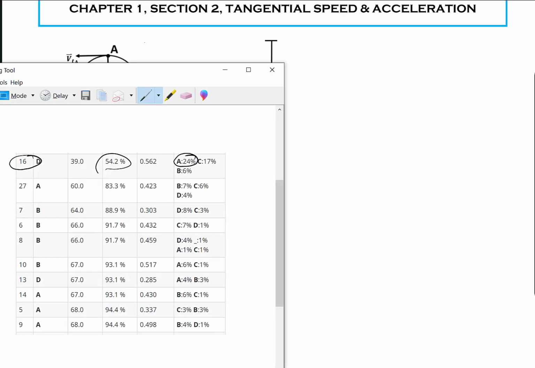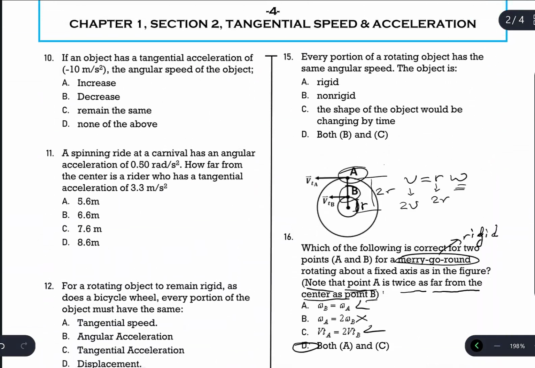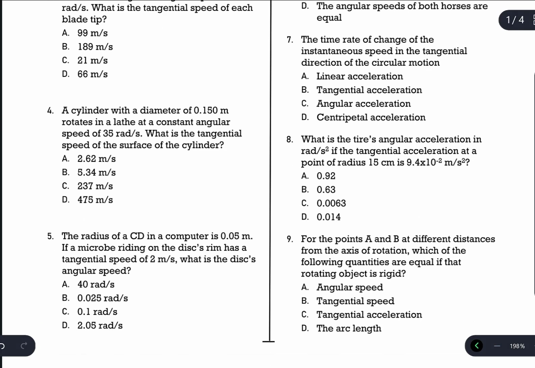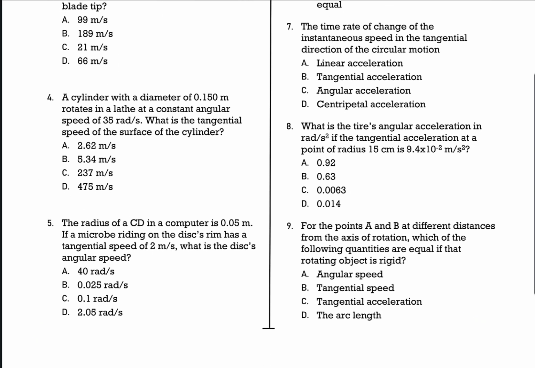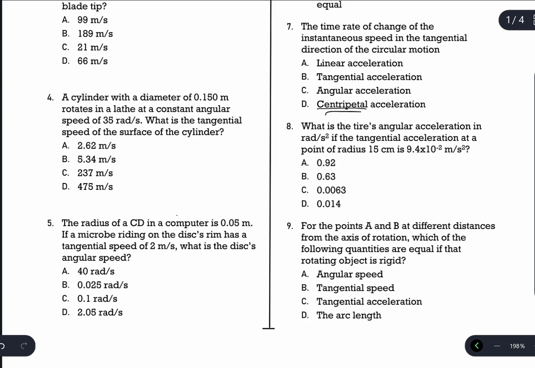The next question is question number 7. Question number 7 is about a definition. The time rate of change of instantaneous speed in the tangential direction of the circular motion is called what? When I check that, I see that 8% of the students gave the answer D, centripetal acceleration.